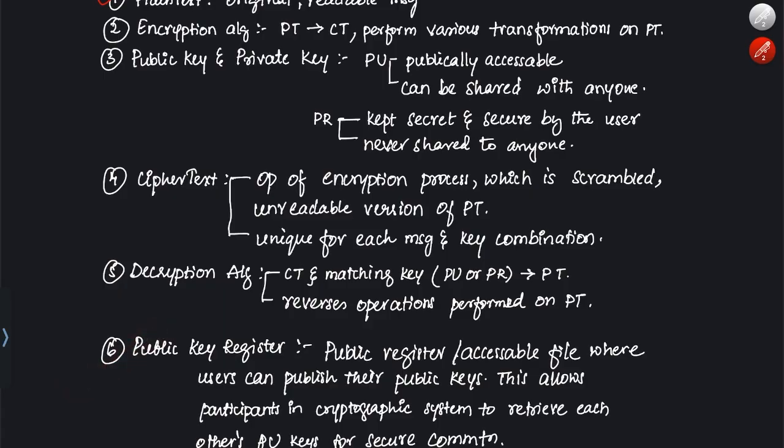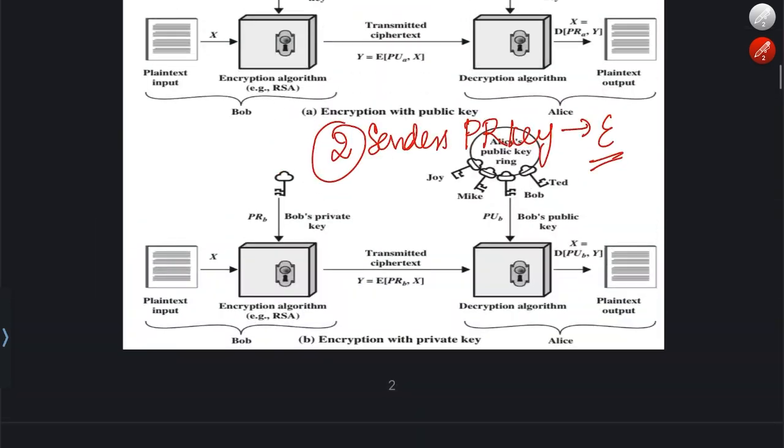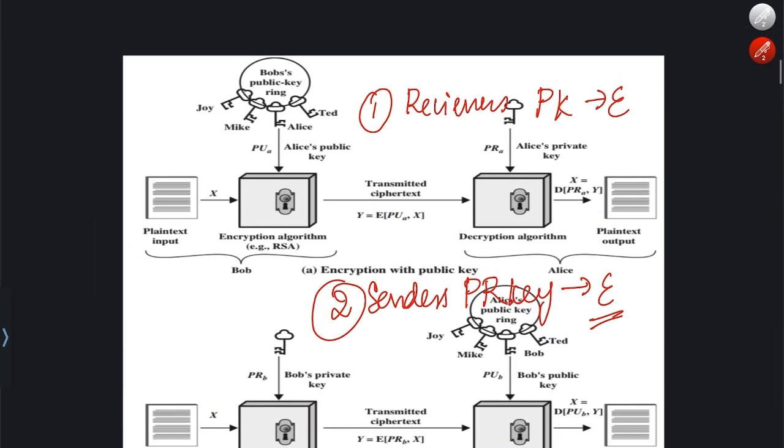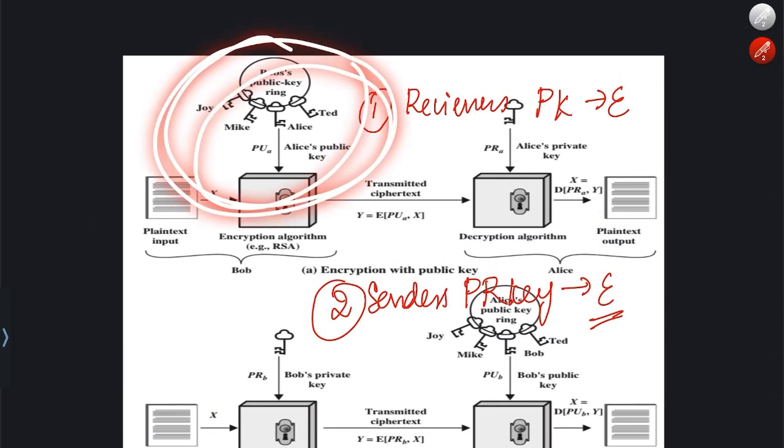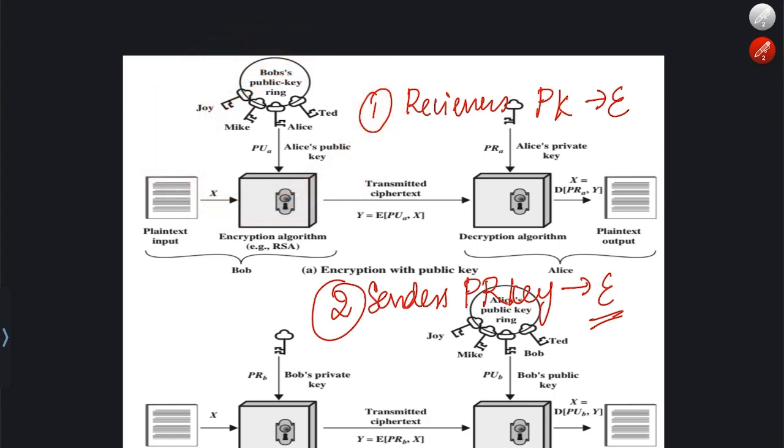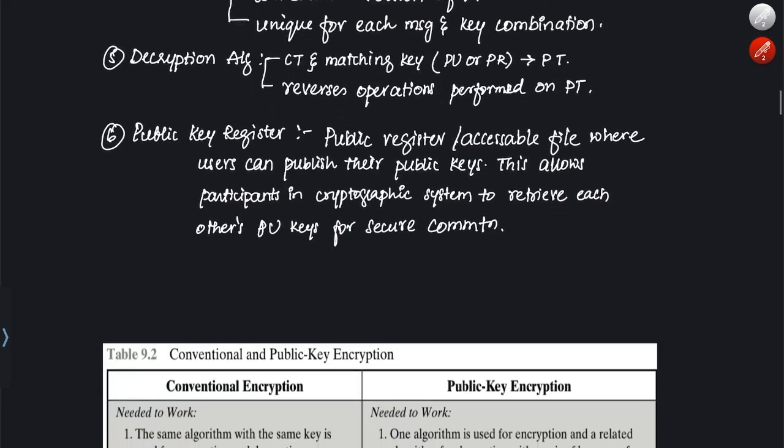Then we have the public key register. The public key register is like a directory which keeps records. It is like an accessible file where users can publish their public keys. This allows participants in the cryptographic system to retrieve each other's public keys for secure communication. That's what we have seen here, right? So here, this is the public key register. It has Joy, Mike, Alice, and Ted's public keys.